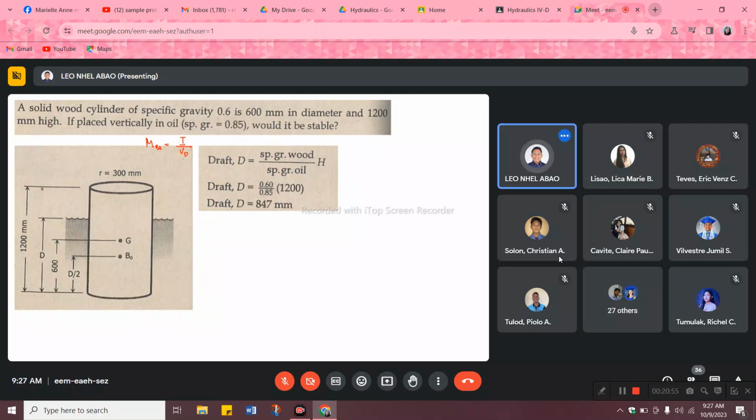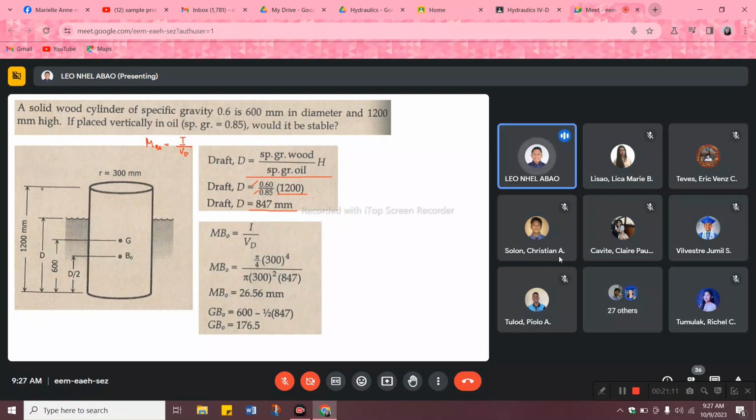So, to find the draft, we use the formula: SPGR of the body over SPGR of the liquid, times the height. This is the height of the object. So, we have the total draft. Since we now have the draft, we can get the VD. This is I, the moment of inertia of the circle, pi over 4 times 300 to the fourth. So, we have our MBO.